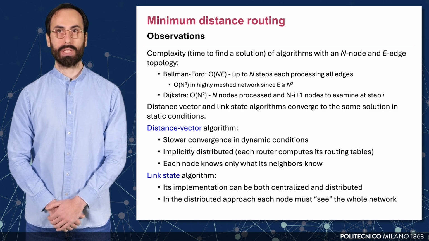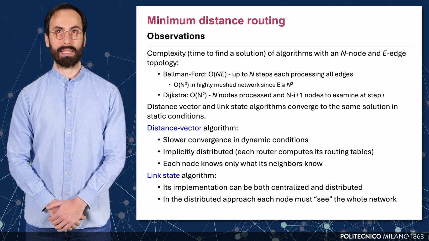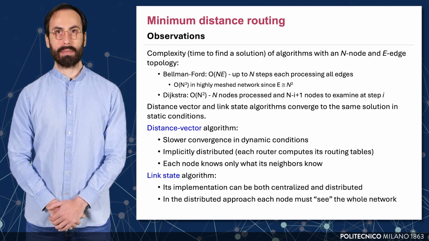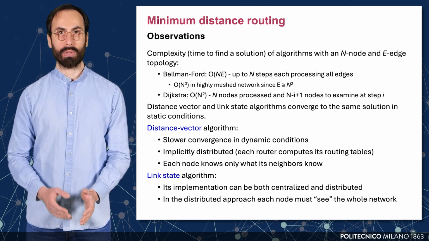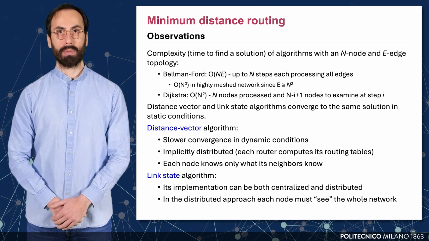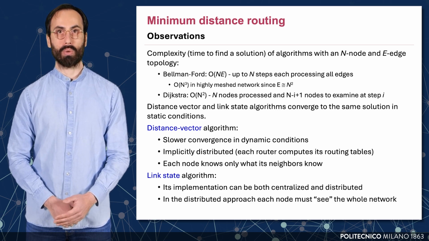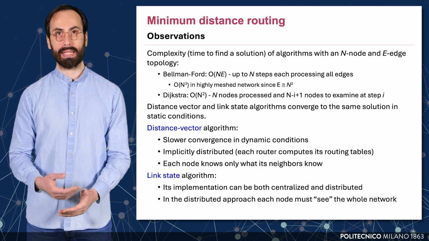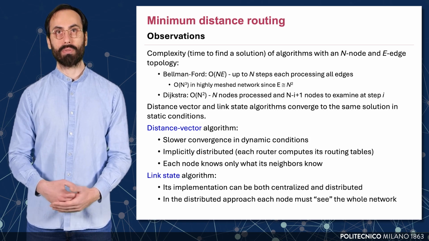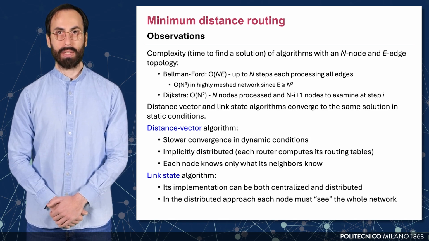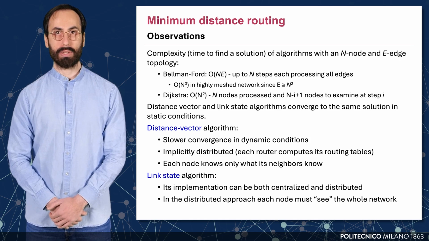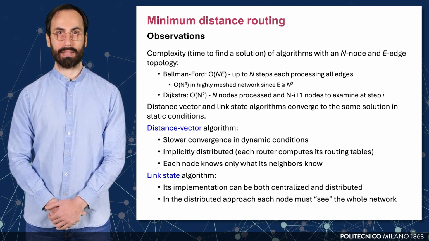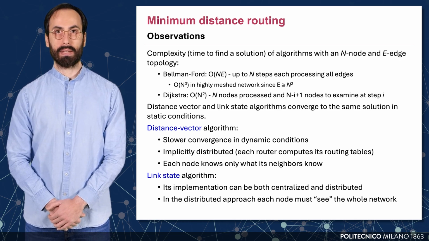Both algorithms will reach the same optimal result under static conditions, but they behave very differently in dynamic scenarios. Distance vector converges more slowly and relies only on local neighbor information. Each node knows only what its neighbors tell it. Link state, however, requires a broader view of the network, which each node builds via flooding, making it more responsive, but also more resource intensive. So there's a trade-off: simplicity and locality with distance vector versus speed and global awareness with link state.